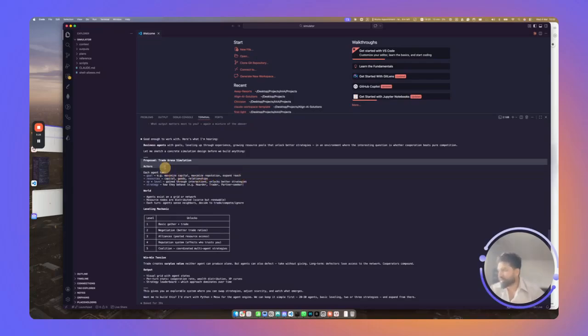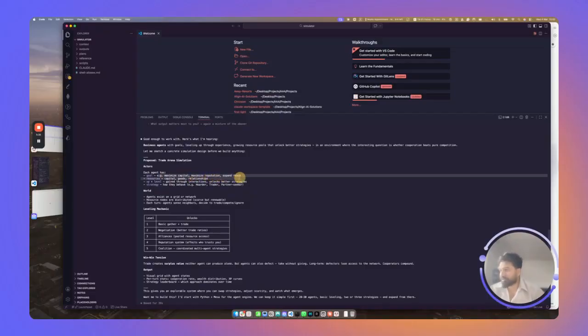So it's proposed a trade arena simulation. That's the entire setting. The actors: each agent has a goal to maximize capital, maximize reputation, and expand reach. And that's what I'm trying to do at the same time. So it goes hand in hand with what I'm doing in terms of my business, which is maximizing capital, the reputation side, and also expanding my reach.